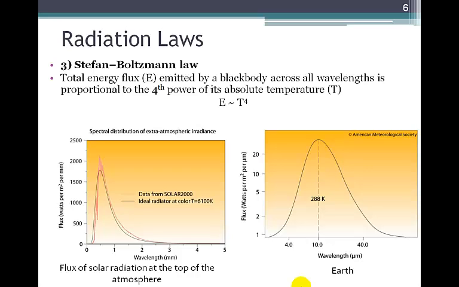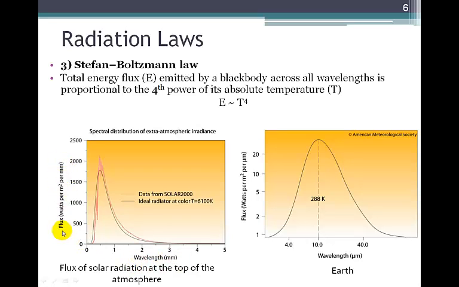The third radiation law is called the Stefan-Boltzmann law, and it basically says that the energy emitted by an object, by a black body, is proportional to the 4th power of its temperature. So the formula is a little more complicated than that. So instead of having an equal sign here, we have a proportional symbol. So we're saying that the energy emitted is proportional to the 4th power of the temperature.